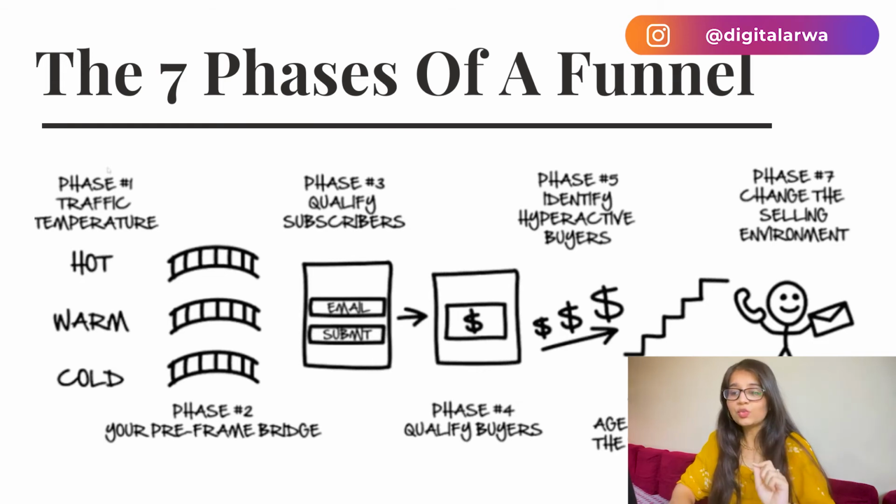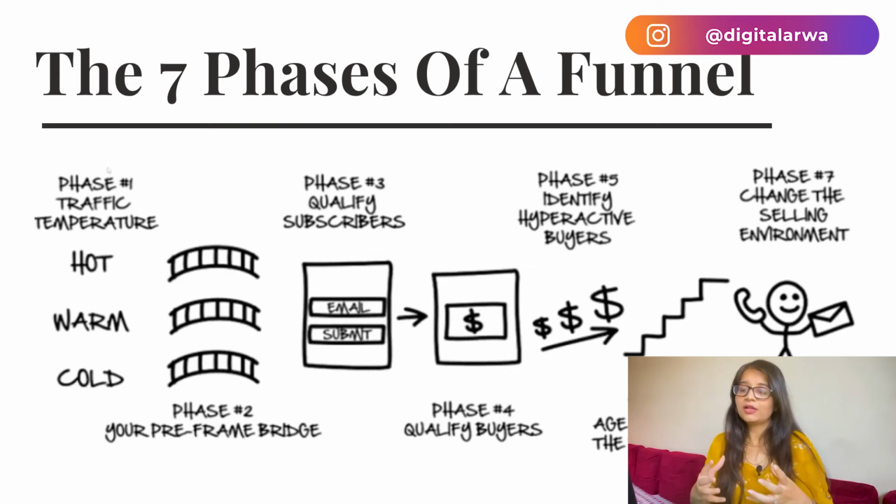Coming on to phase 2, which is your pre-frame bridge. Now these traffic audiences, the temperature audiences that I explained to you, need to cross the bridge to get to the third phase, which is a qualified subscriber. Now you have a particular landing page. I know these concepts must be very difficult if you are just starting out, but try to understand. Suppose there is a webinar funnel, for example, and I tell you that I am creating a free webinar for all graphic designers, and you just need to give me your email address, and I'll give you a date and timing for that.